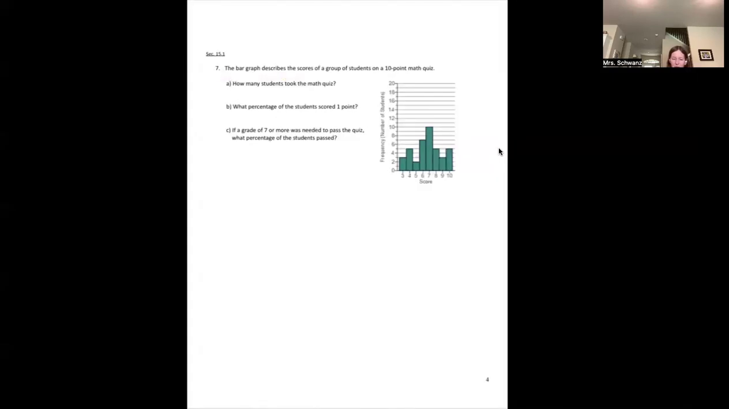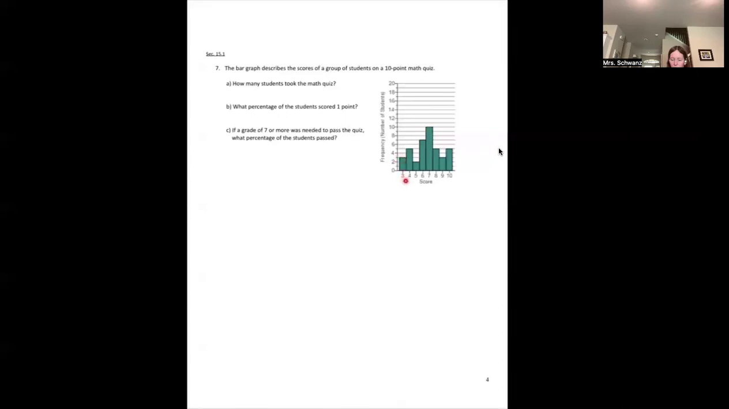All right, this bar graph, so we're almost done. The bar graph describes the scores of a group of students on a 10-point math quiz. How many students took this quiz? Let's read this. Scores are along the bottom, the x-axis, and along the y-axis is the frequency, the number of students. So if we add up all the heights of the rectangles, we're going to get the number of students who took this quiz.